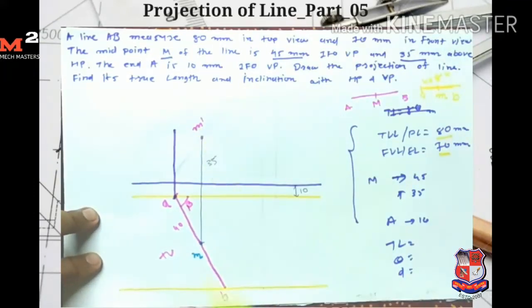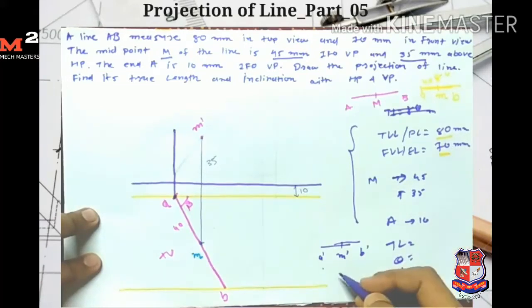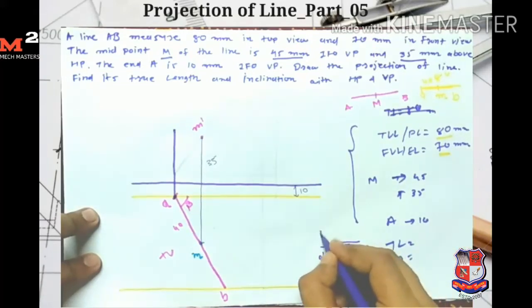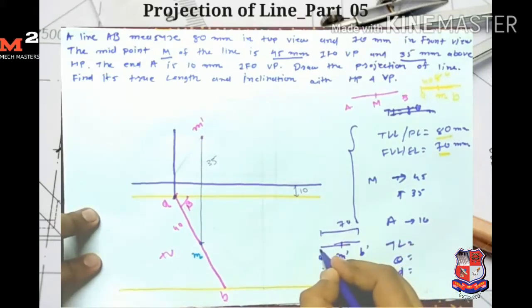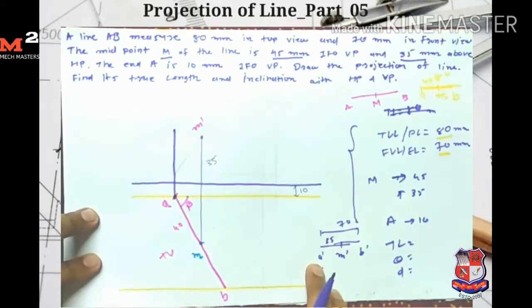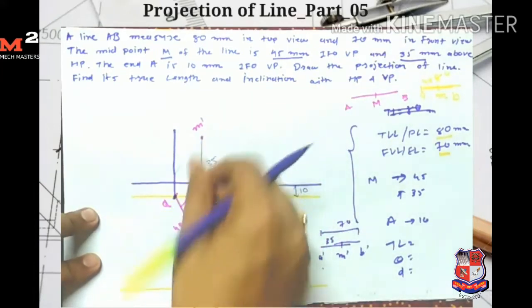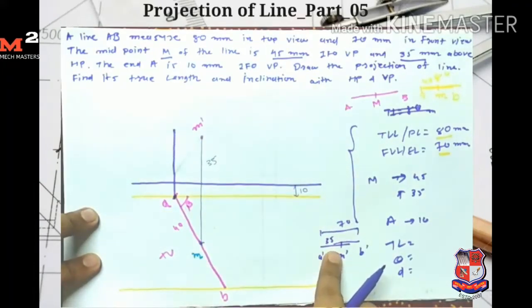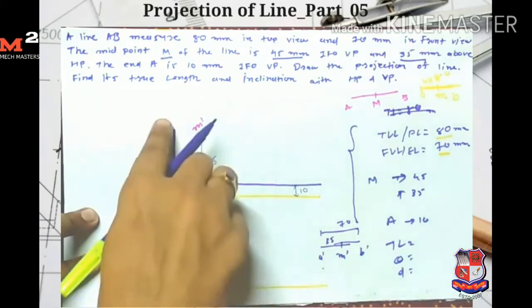Now M dash is the midpoint of line A dash B dash. If the distance between A dash B dash is 70 mm, because the front view length is 70 mm, then this total distance is 70 mm, so the distance between A dash and M dash is 35 mm, because M dash is the midpoint of line A dash B dash. For finding A dash, I have two conditions: its distance from M dash is 35 mm and we get the A dash point on this vertical line.